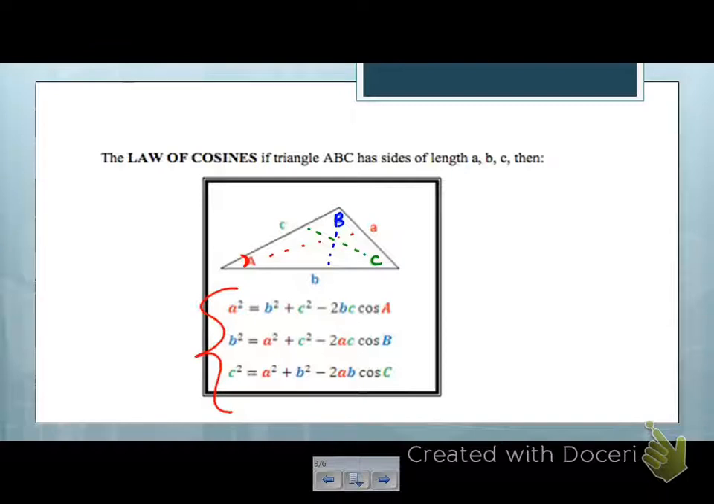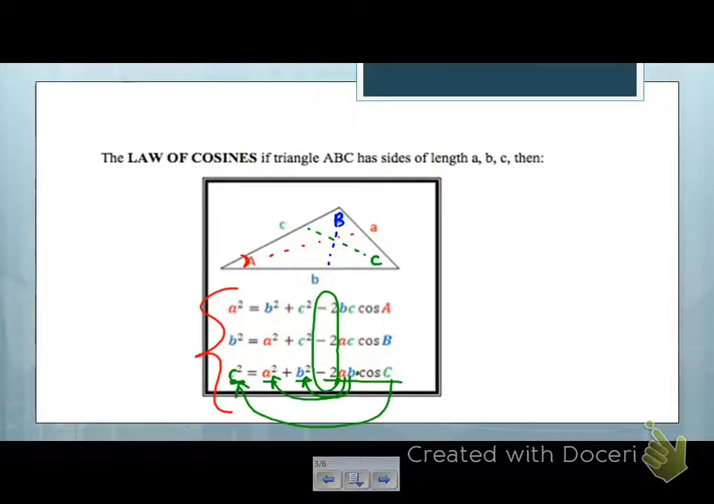I'm going to start with the bottom. It says c squared equals a squared plus b squared. So essentially that's the Pythagorean theorem. And then they take away 2 times ab. So it's always going to be minus 2, and then 2 times the product of this side length and this side length times cosine of whatever angle is across from this particular side length.